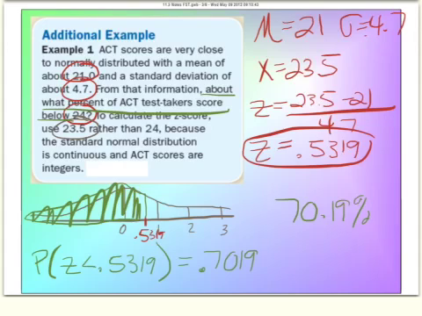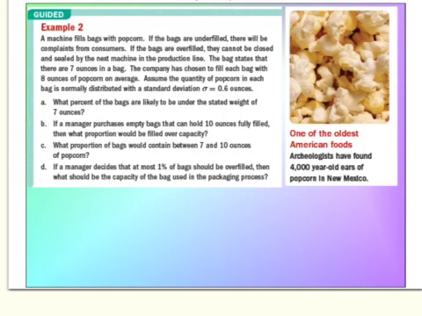If they had asked us what's the probability a person has a score higher than that, we would just take 1 minus that number, and that would give us the red tail. So roughly 30% of the students have a 23.5 score or higher for the ACT exam. This is another example I would listen to, and then I'll do one more if you need some more information.